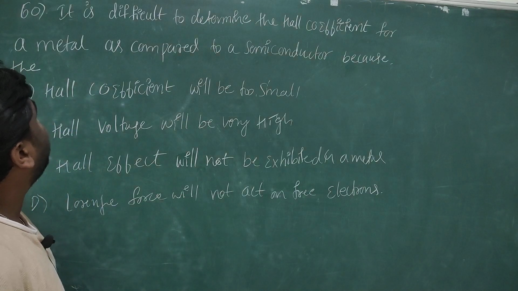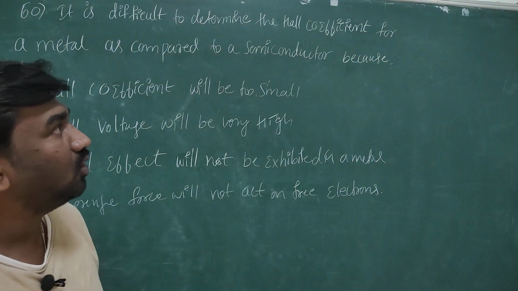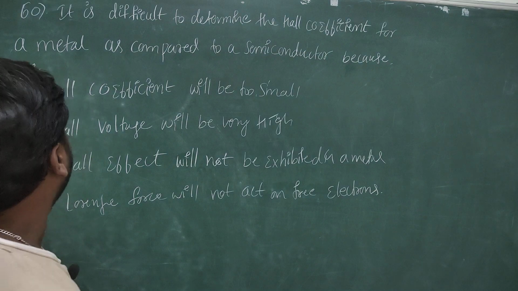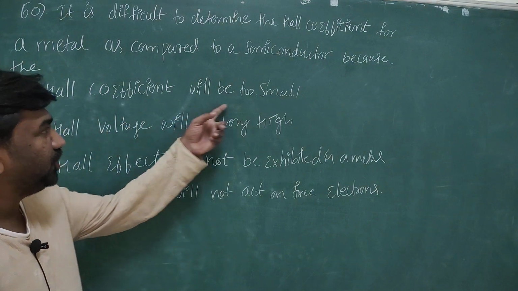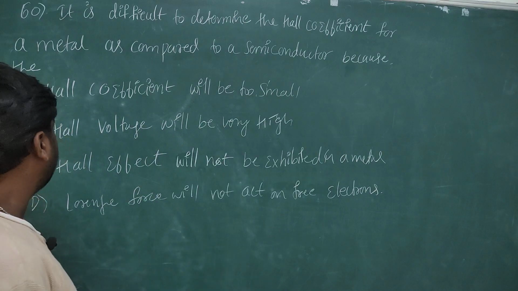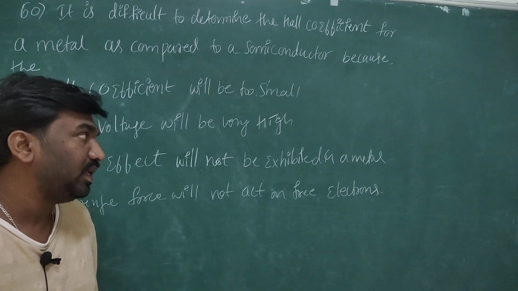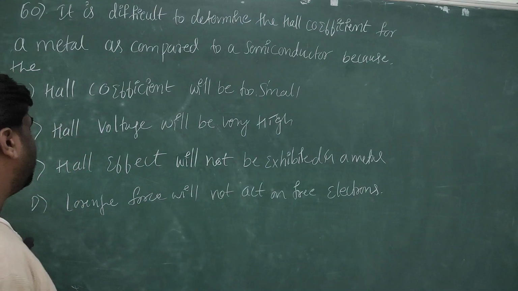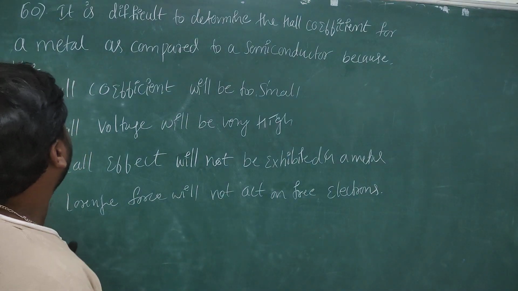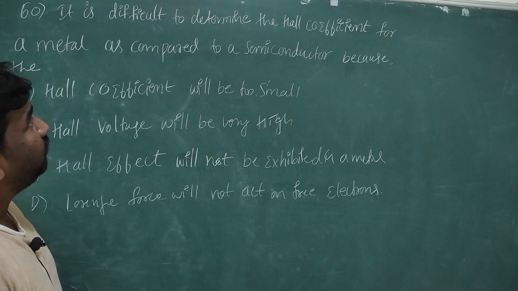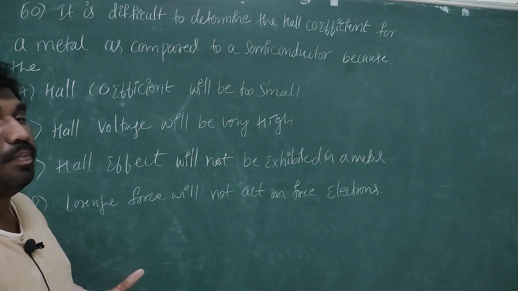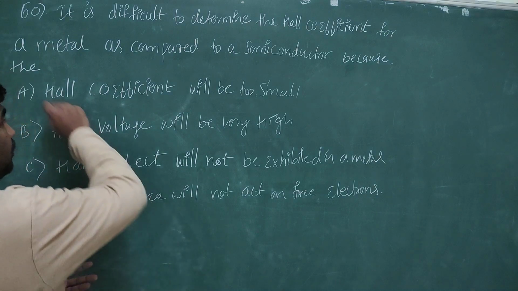Next, question number 60. It is difficult to determine the Hall coefficient for a metal as compared to a semiconductor because the Hall coefficient will be small, Hall voltage will be very high, and Hall effect will not be exhibited in metal, and Lorentz force will not act on free electrons. So it is very difficult to determine Hall coefficient for a metal compared to a semiconductor.